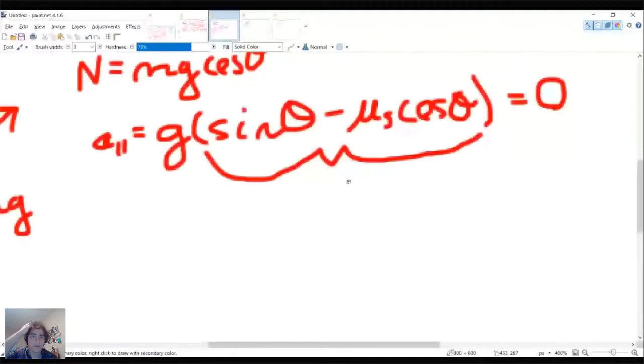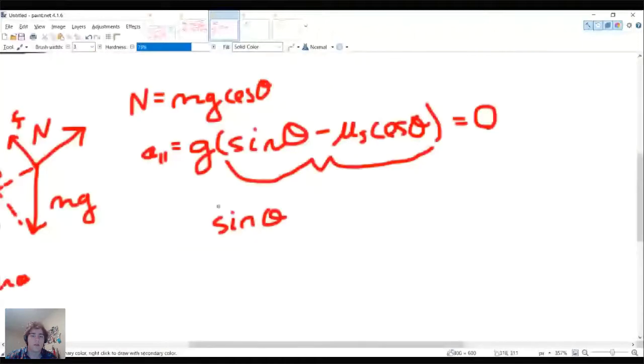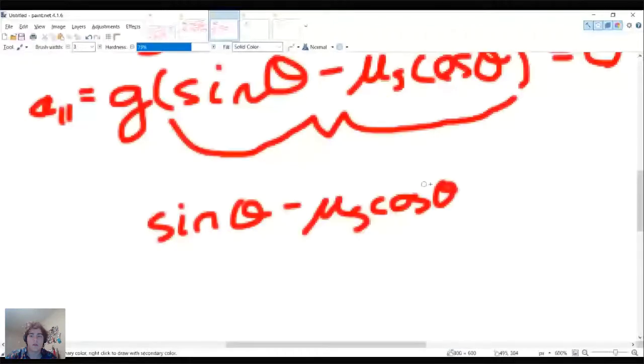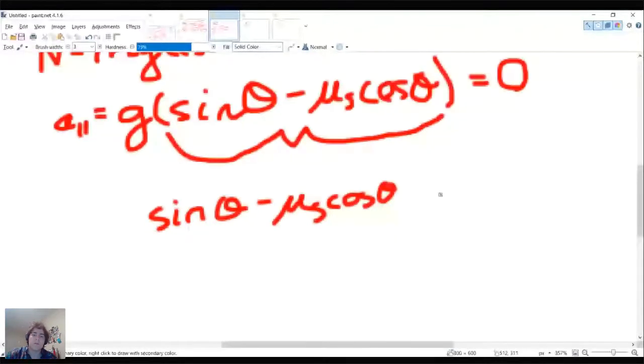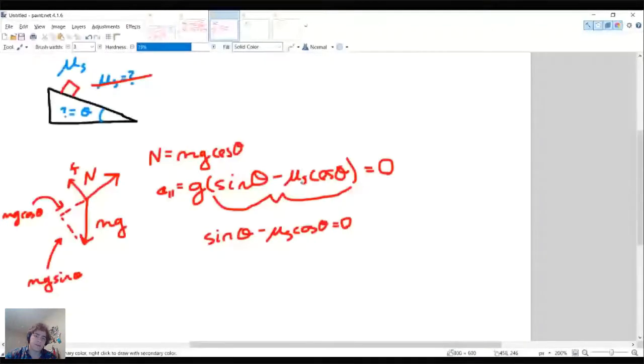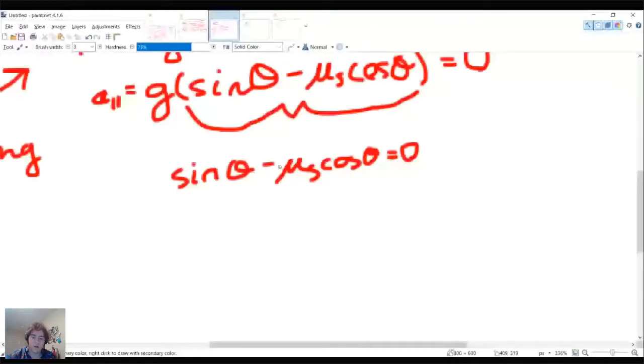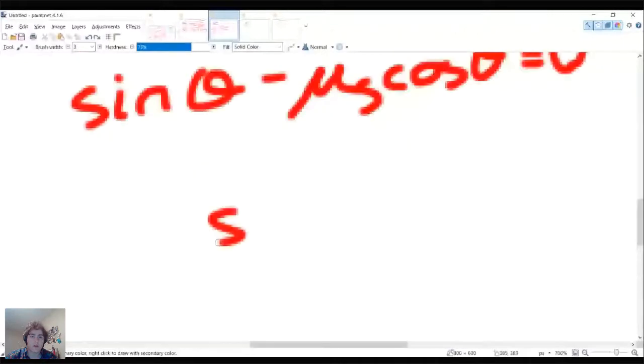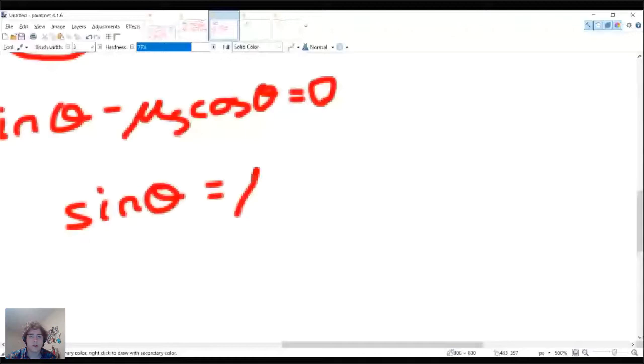Because g is never 0, so the only solution that we can actually extract from this is sine theta minus mu s cosine theta equals 0. And now we have an expression in terms of only mu and theta. But how would we solve for theta? So we're going to subtract or add mu s cosine theta on both sides. So we have sine theta is equal to static coefficient of friction times cosine theta.